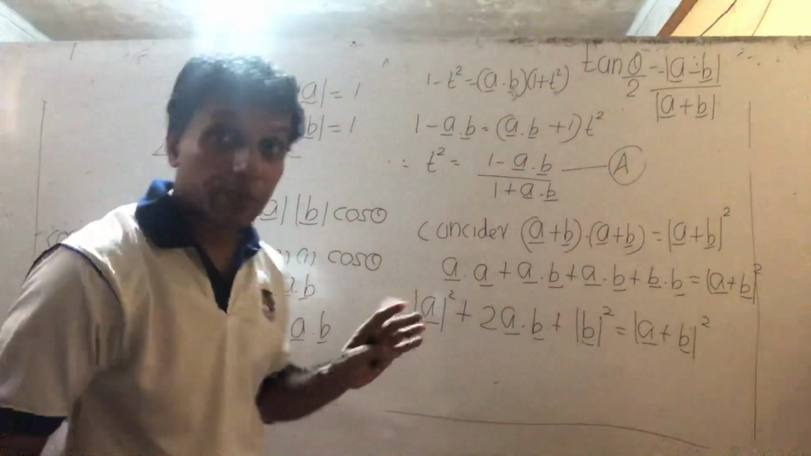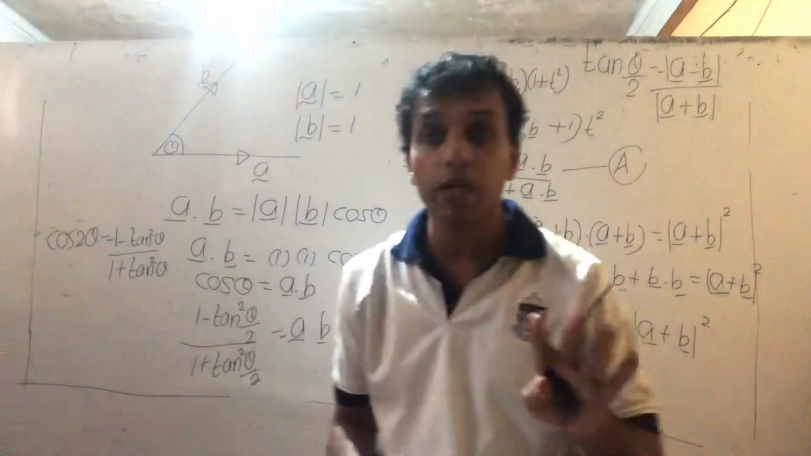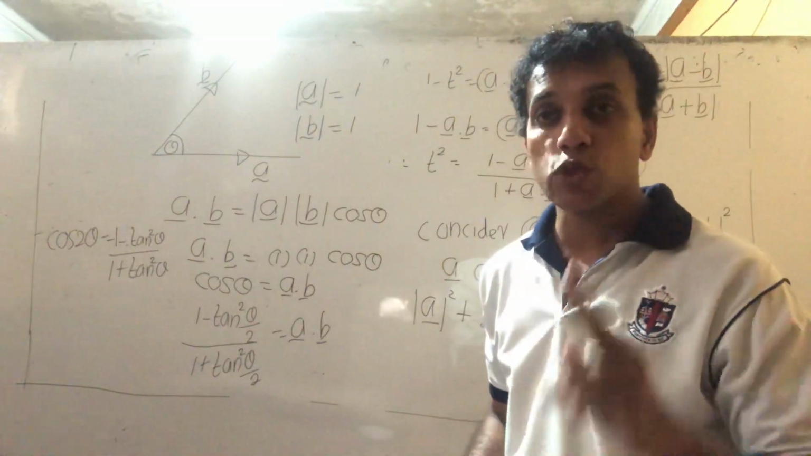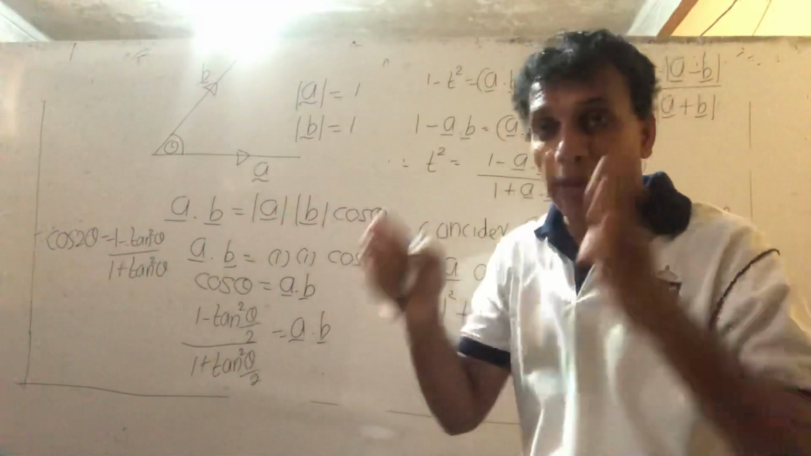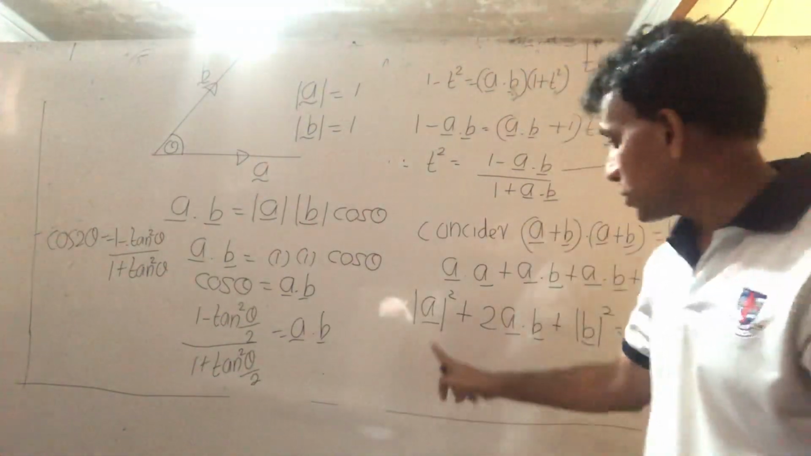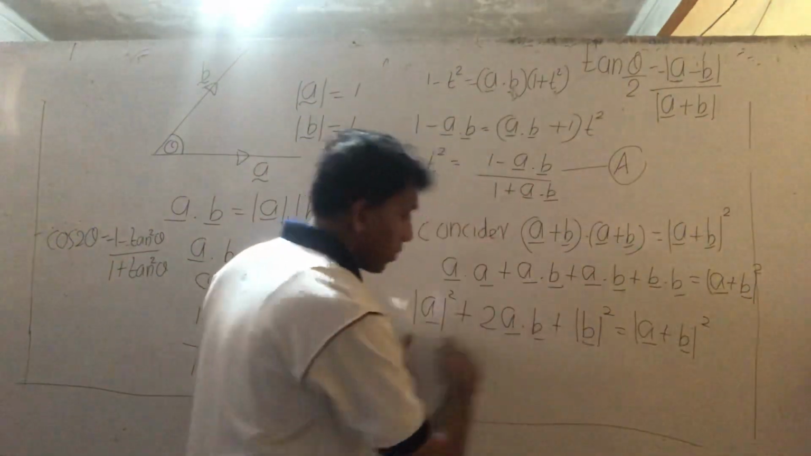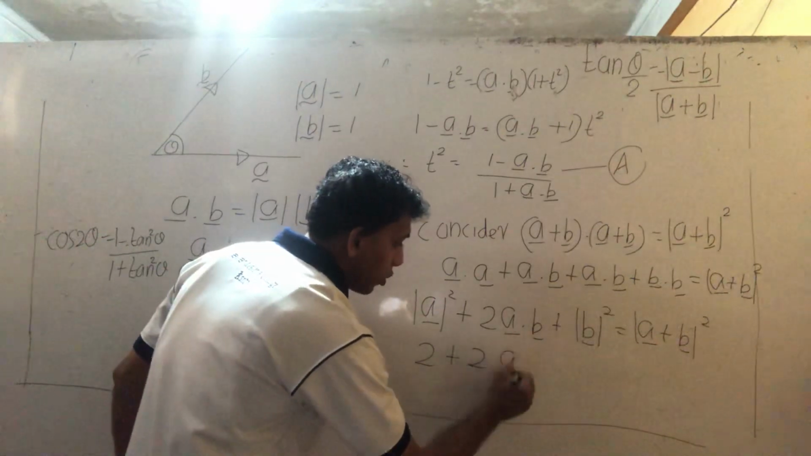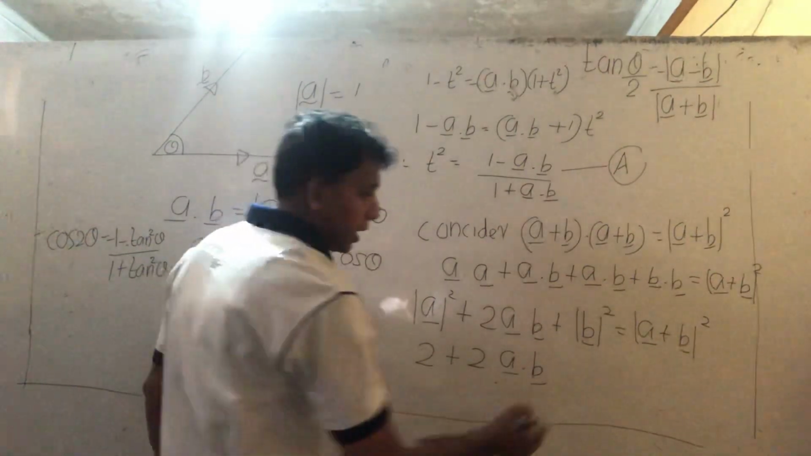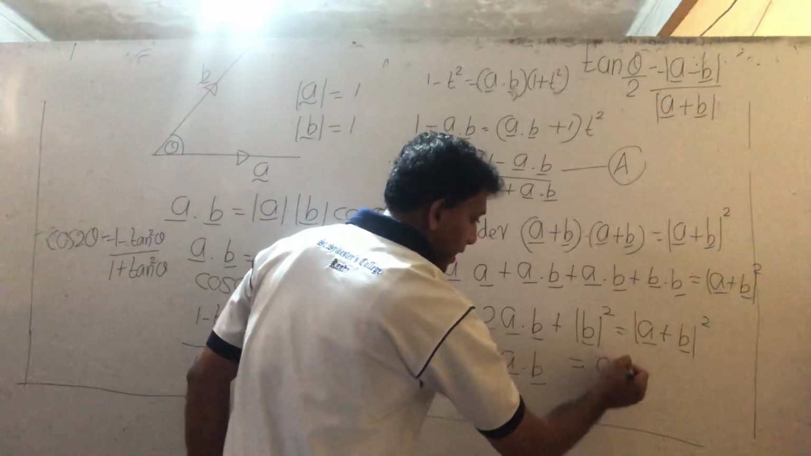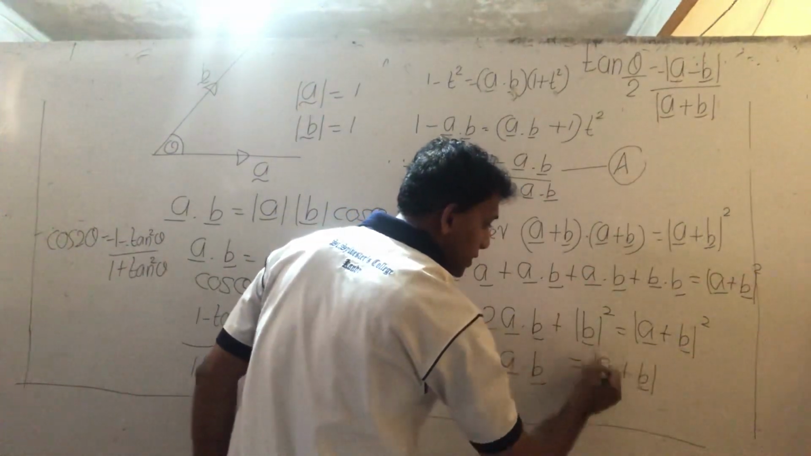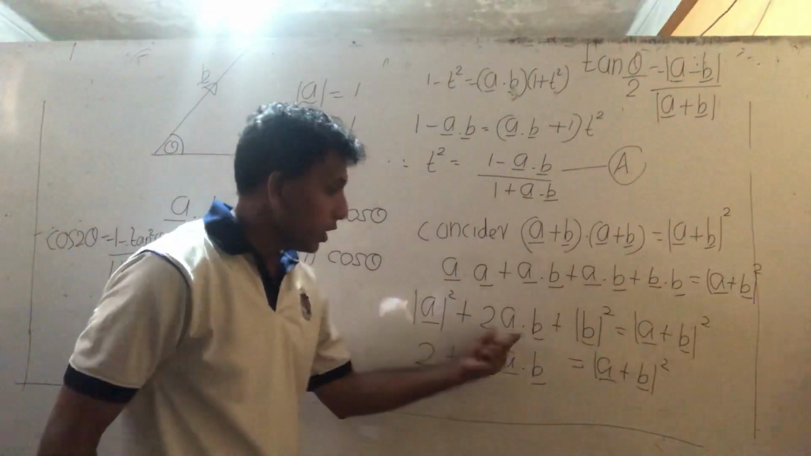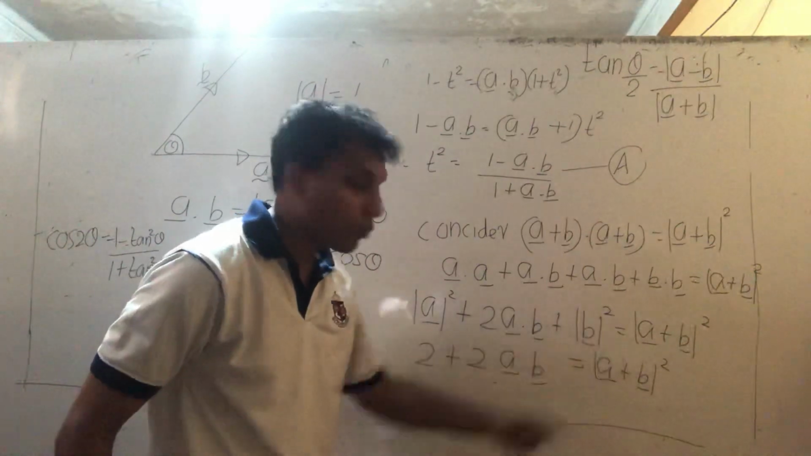So that side is |a + b|². In this special problem, not only ordinary vectors a and b, the vectors are what? Unit vectors. They said vector a and vector b are 2 unit vectors, so the magnitude is 1. Numerically the value is 1. So here 1, this also 1. So 1 plus 1, 2, right? So 2 plus 2a·b equals vector a plus vector b modulus square.